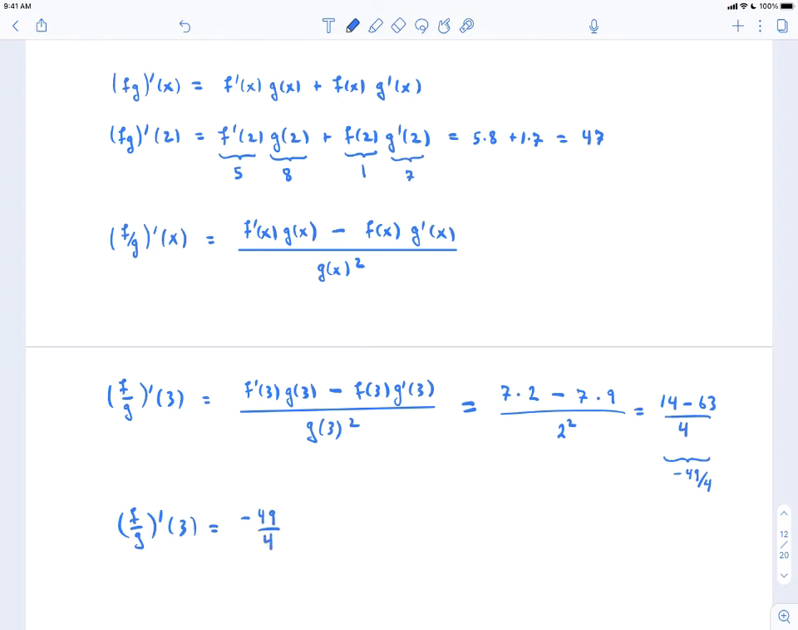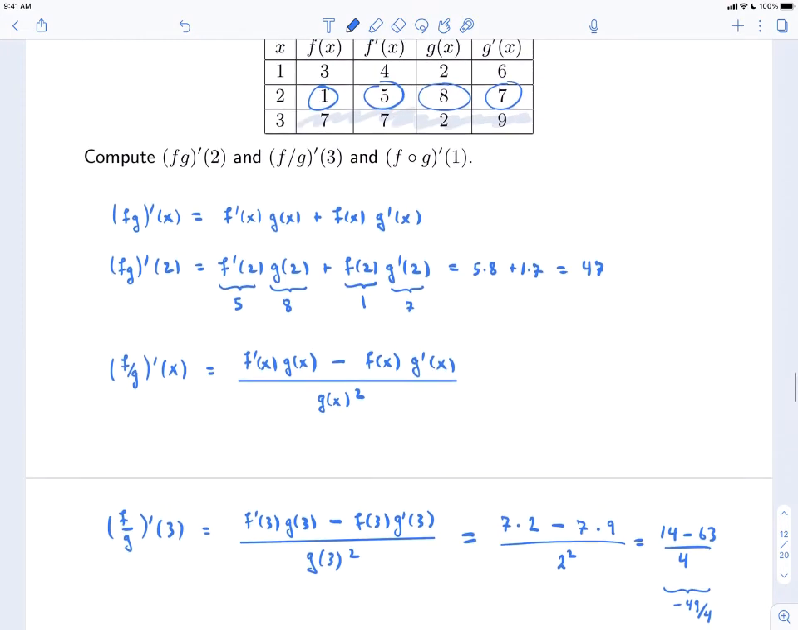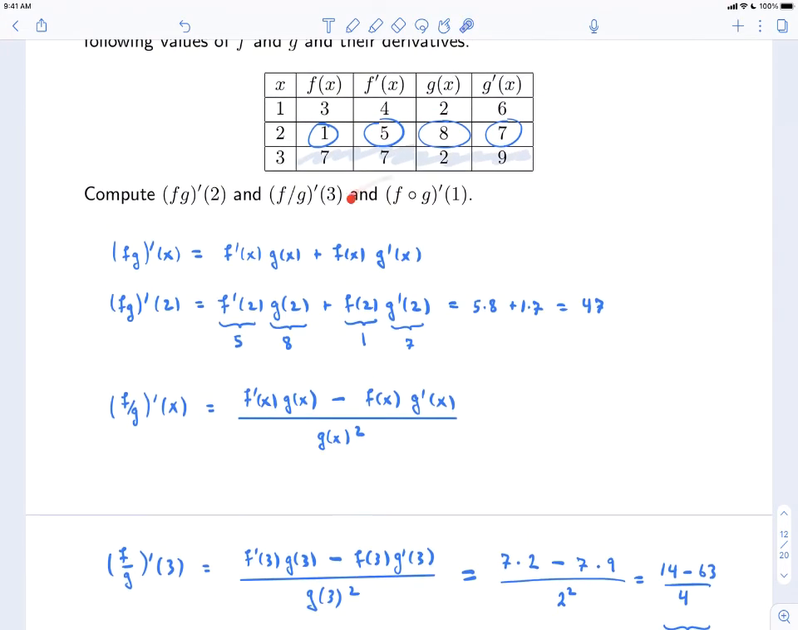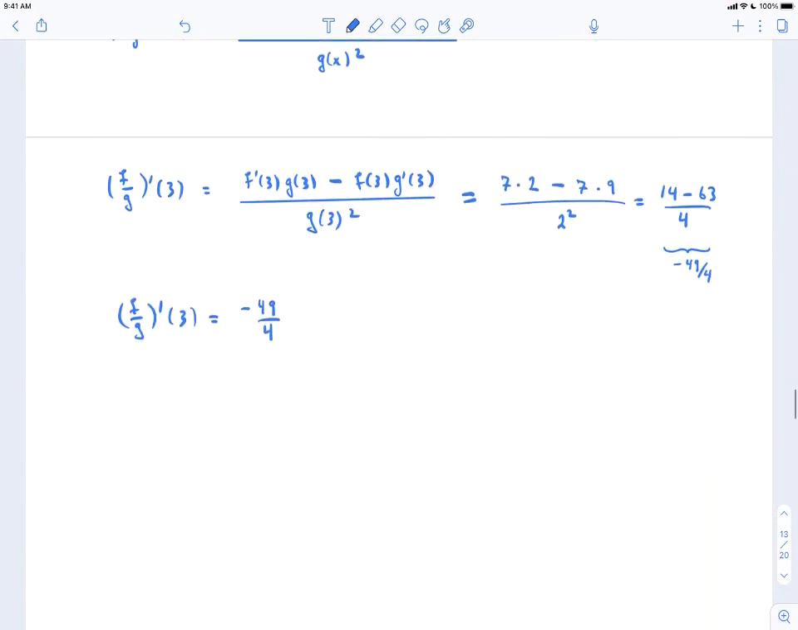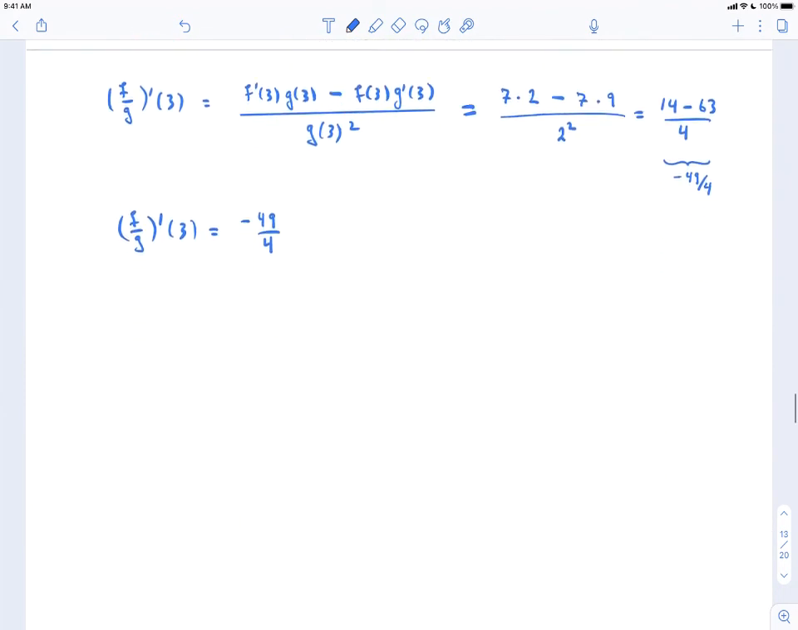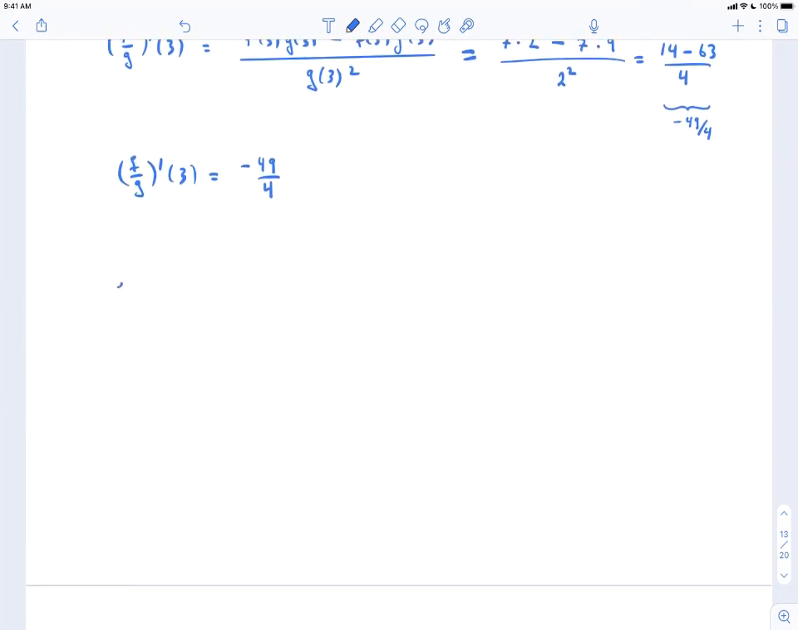All right, so that just leaves one last problem, which is this one, the composition, or rather the derivative of the composition at 1. So let's do that one next, using the chain rule. So we want to look at f composed with g prime. So f composed with g prime at x, well, that's just the derivative of the outside times the derivative of the inside.